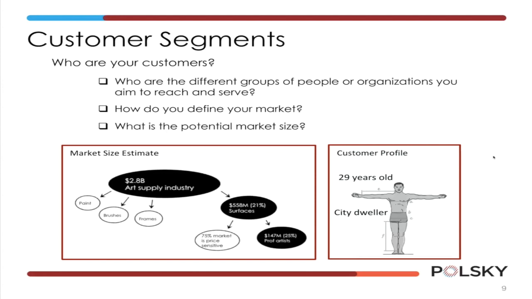So if you look at this sort of illustration, market size is about what industry do you play in, and then where do you play. And so this is a company that's offering a new type of painting surface. Surfaces are 21% of the art supply industry. They're looking at the 25% of that market that is price insensitive professional artists. It's a $147 million segment of that market.